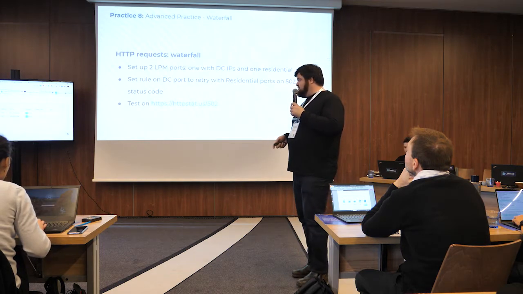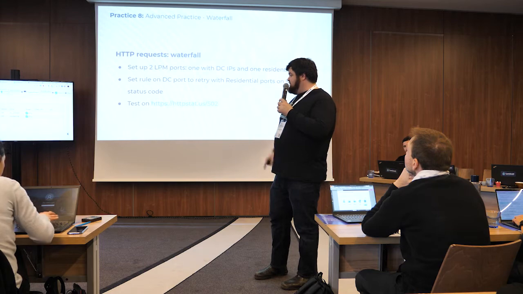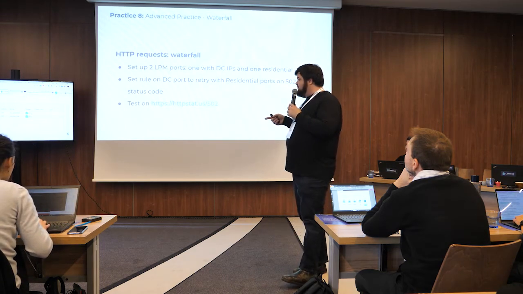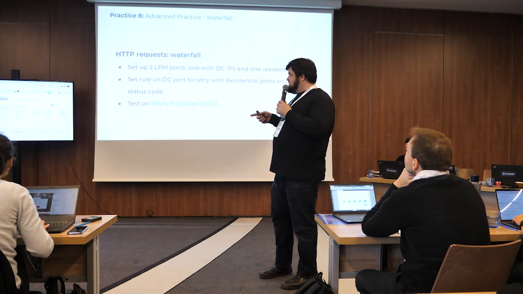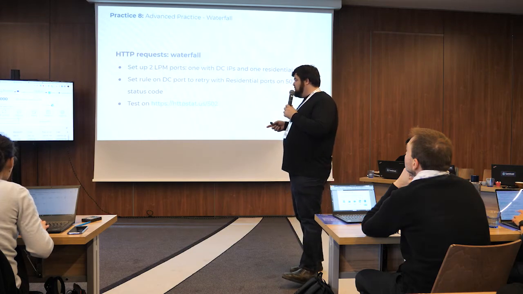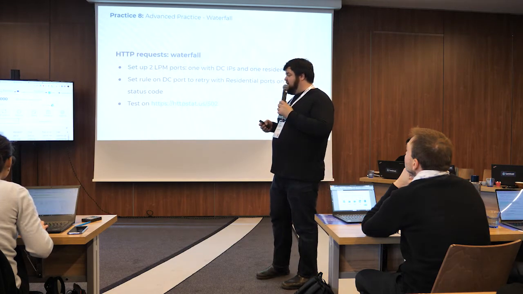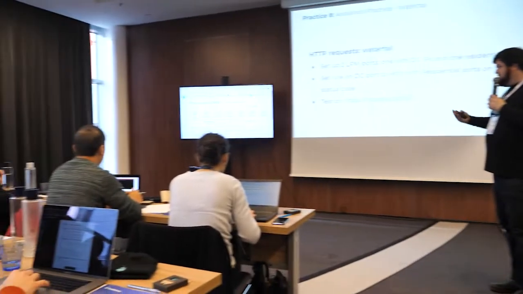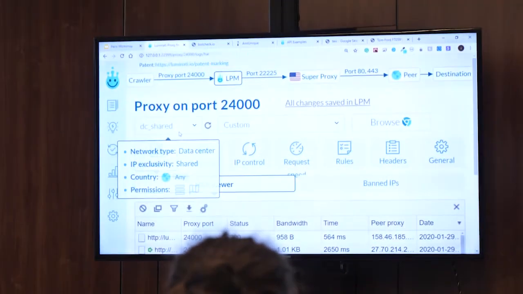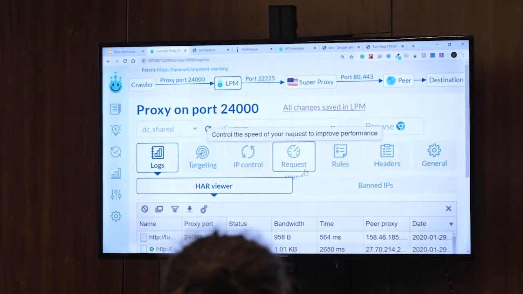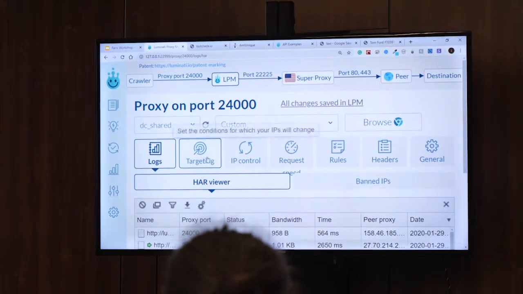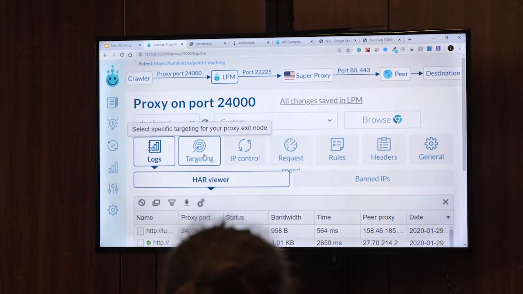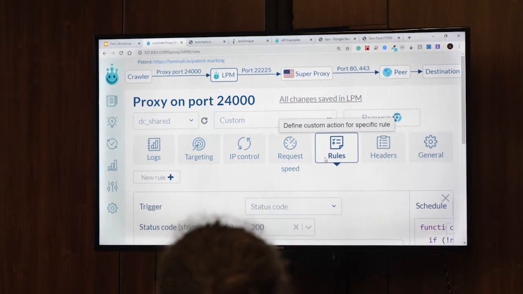Okay, we have 2 ports. The first one, 24000, we click on the port, and at the top left we choose the zone. The zone is the setup on our server of which IPs will be used. So we're going to use this zone, it's called DC shared. If you hover over it, you see the type of IPs. We're going to choose targeting, any other settings that we want. But the important part is in the rules, we're going to set a retry rule.